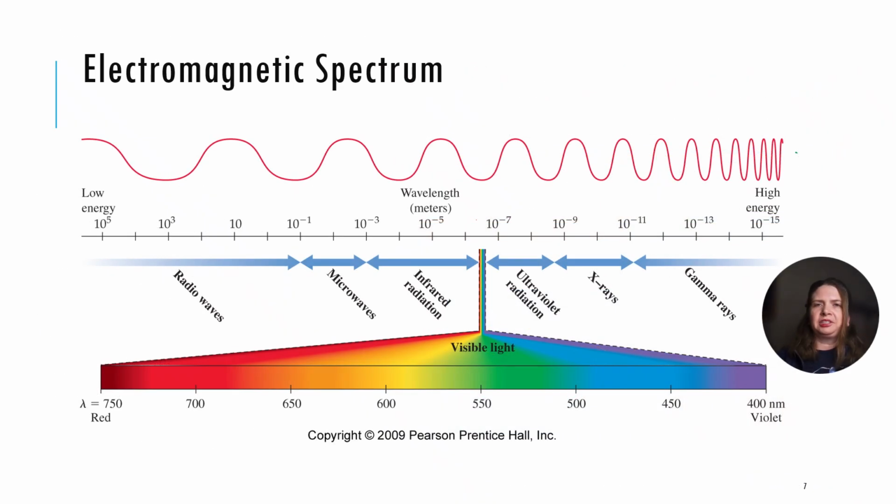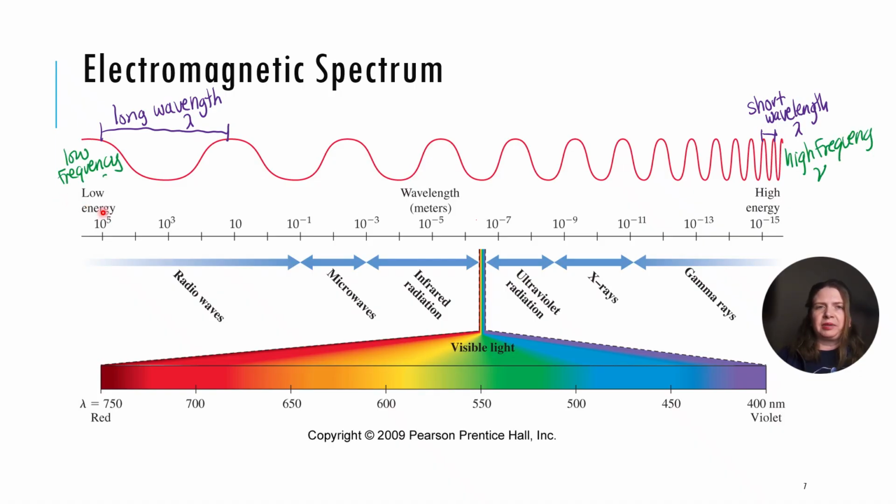The electromagnetic spectrum shows all possible types of electromagnetic radiation, arranged by wavelength and frequency. Low energy radiation has long wavelengths, while high energy radiation has short wavelengths. The spectrum includes radio waves, microwaves, infrared radiation, visible light, ultraviolet radiation, X-rays, and gamma rays. The visible spectrum is the only part of the spectrum that humans can see.